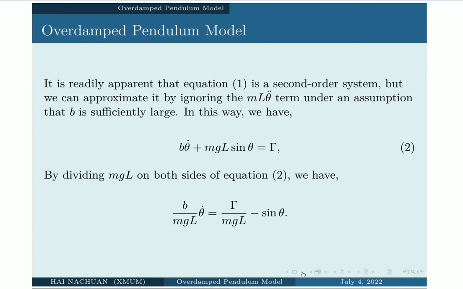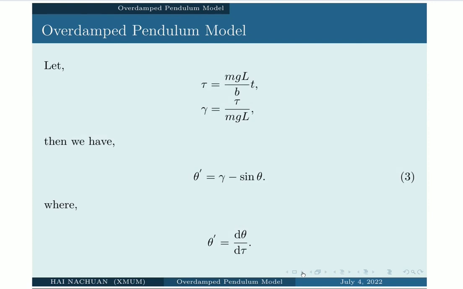Now, after dividing by m g L on both sides, we have the equation as follows. If we let tau equal m g L over b multiplied by t, and gamma equal to the applied torque over m g L, then we have theta prime equals gamma minus sine theta, where theta prime is this derivative with respect to tau.